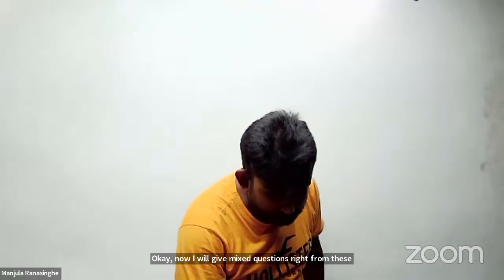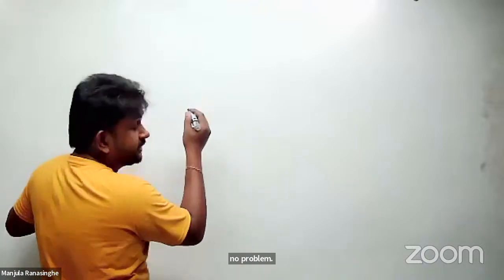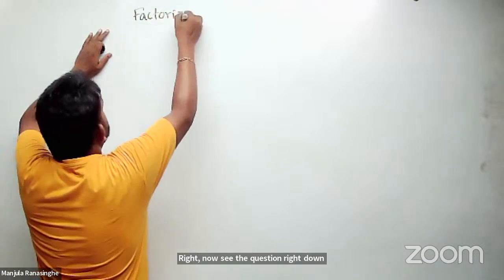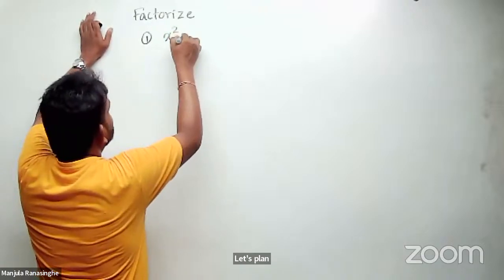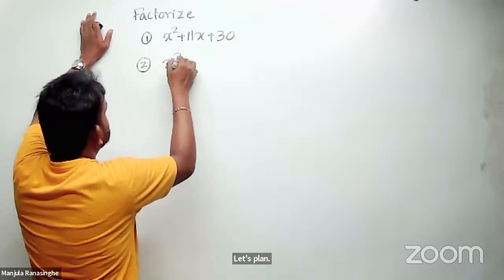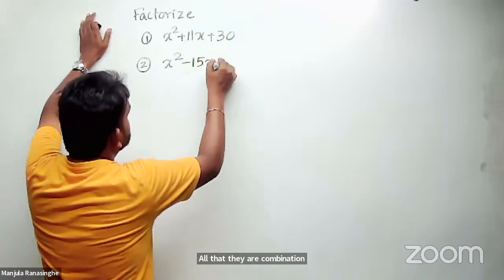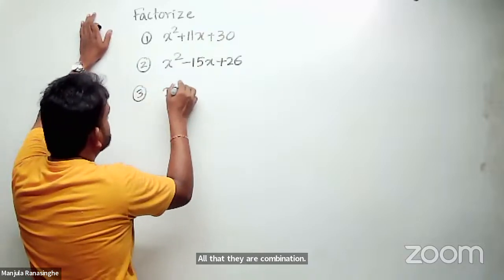Yes. The last one, I got the same answer in another way. Okay, no problem. Right, now see the question. Write down quickly. Factorize the following. The topic is factorizing. First one. All are a combination. Third one.